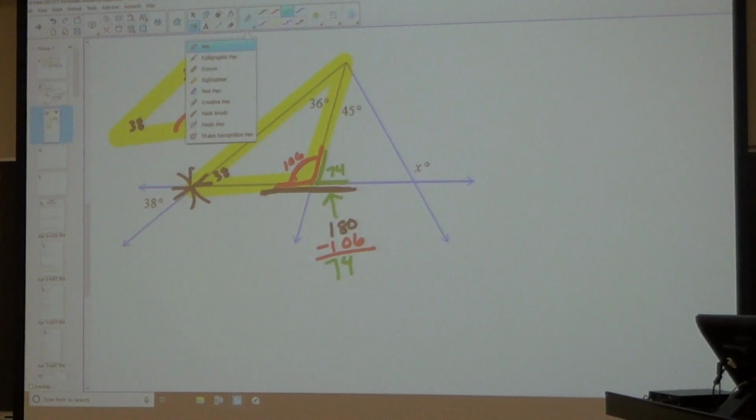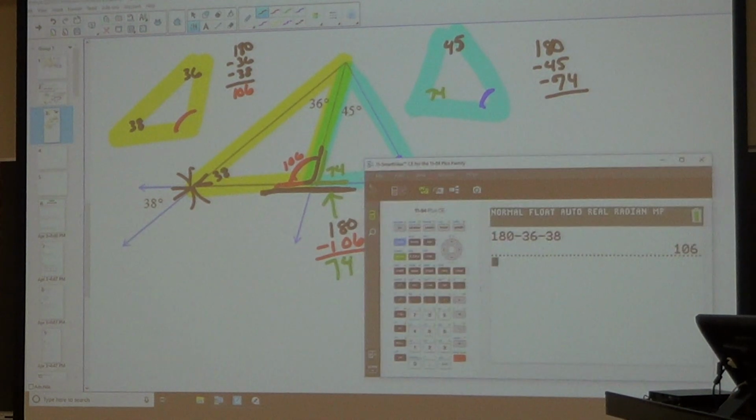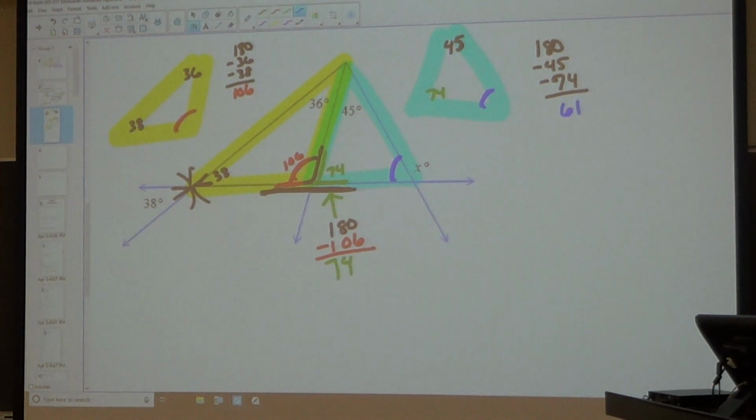I just jumped into a new triangle. That gives me 45, 74, and now I'm headed towards him. Triangle rule is 180 minus 45 minus 74. So 180 minus 45 minus 74. That's going to give me 61.